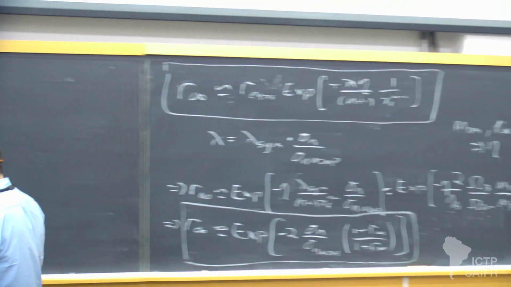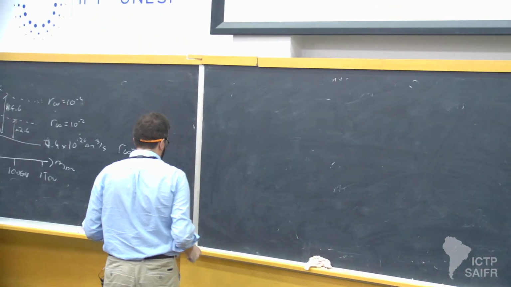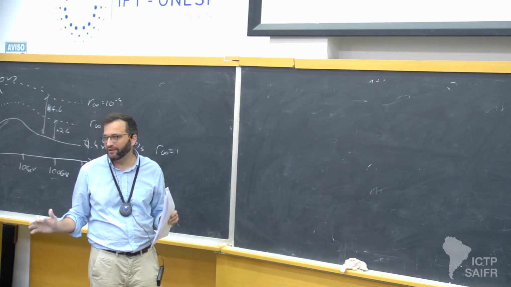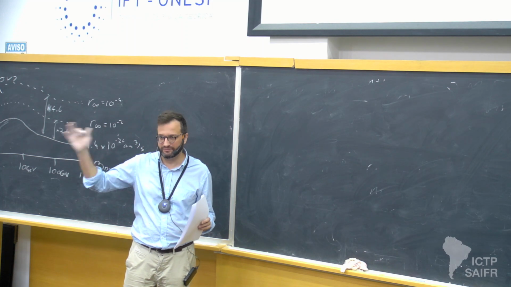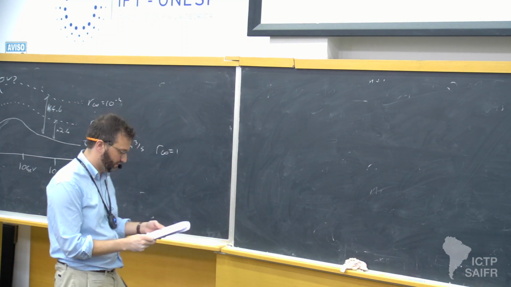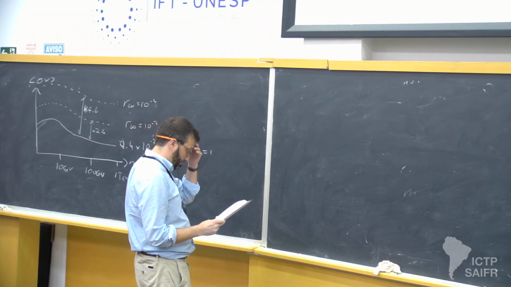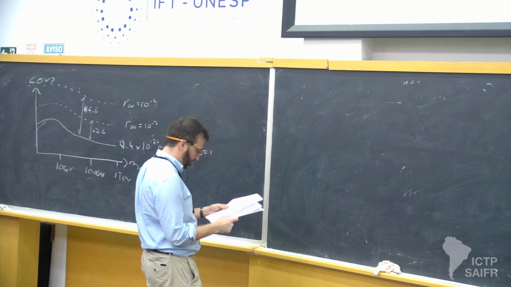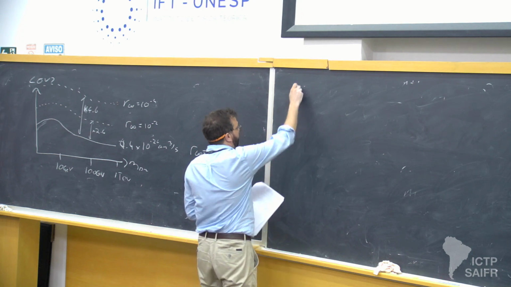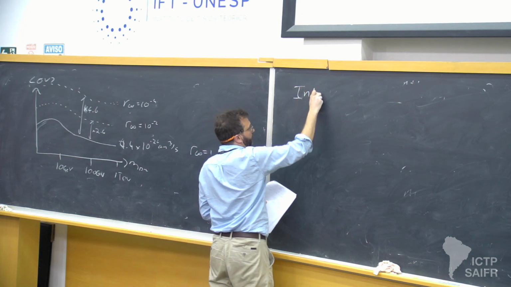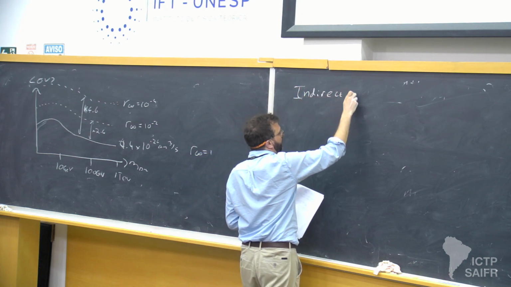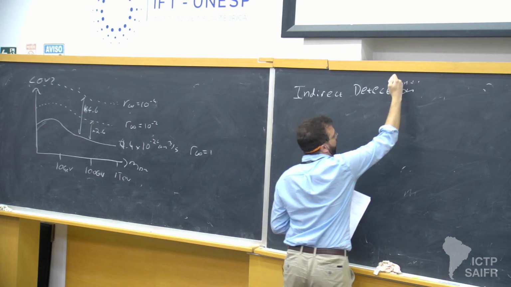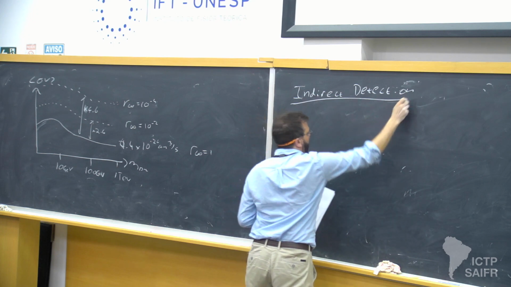Okay, so consequences. I've got a few more minutes. I also want to talk about the unitarity limit on dark matter, but I'll push that to the next lecture maybe. So let's see, the consequences: indirect detection.